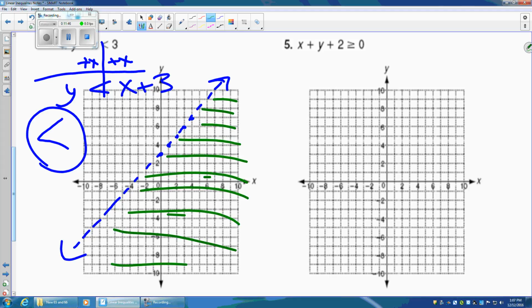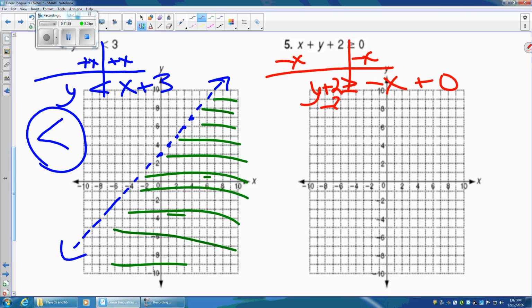All right? Last one. I'm going to get rid of the x by minusing an x on both sides and end up getting y plus 2, same sign, negative x plus 0. I'm going to minus 2 to get y, same sign, is greater than or equal to negative x minus 2. All right, so now let's get my minus 2. And I'm going to go down 1 and over 1.